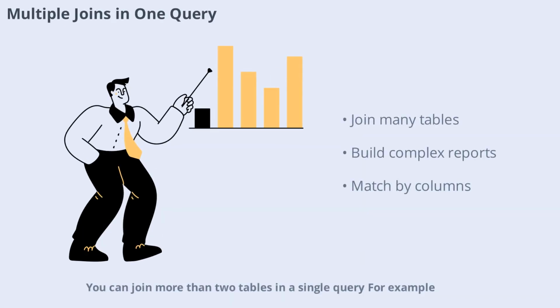You can join more than 2 tables in a single query. For example, you might join customers, orders, and products to see who bought what and when. Just keep adding join clauses and matching columns. This lets you build rich, multi-dimensional reports from your data.